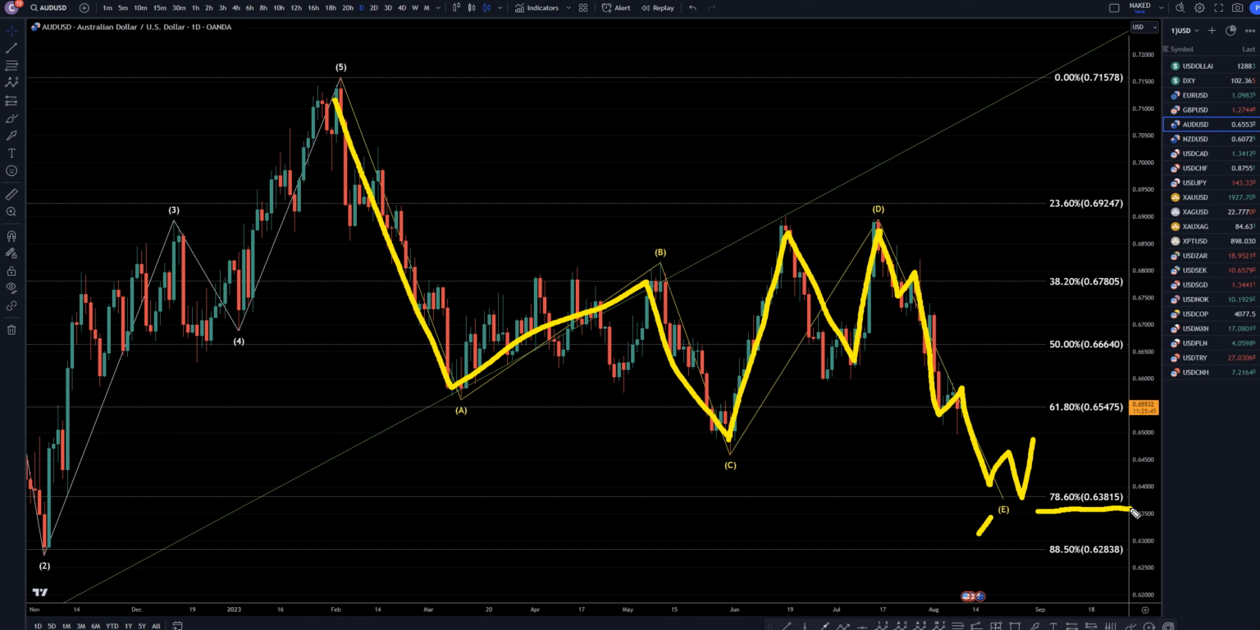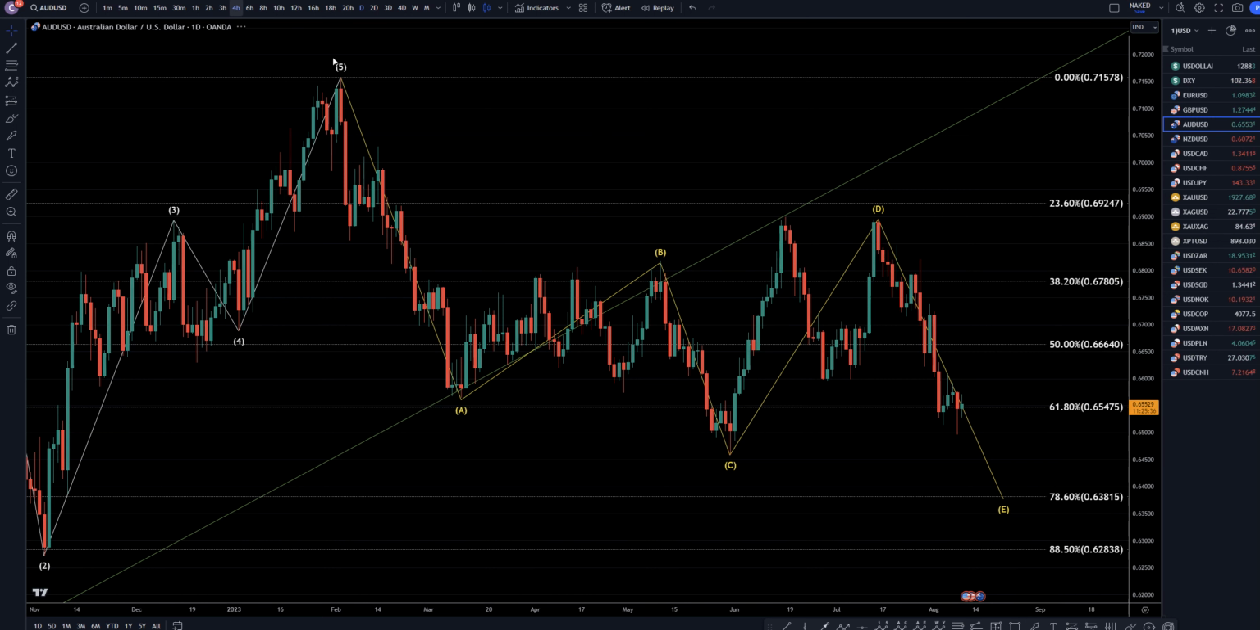I think it's more likely to go down to like the 78% before it breaks structure to the upside and potentially ends up continuing the uptrend. So let's take a look at it on the 4 hour time frame.